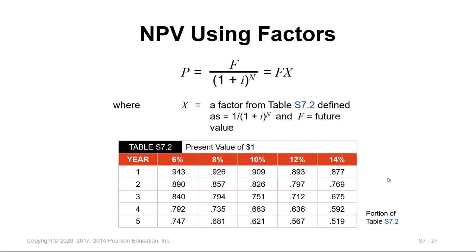You have it in the book, where n is the number of years in the first column and the interest is in the other columns. So you have here the 6%. The first column is 6%, and then we have 8%, 10%, 12%, and 14%, and those are the number of years. So for 1 year, for n equal to 2, for n equal to 3, for n equal to 4, and n equal to 5.